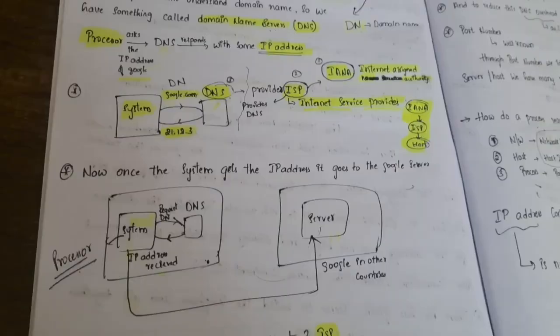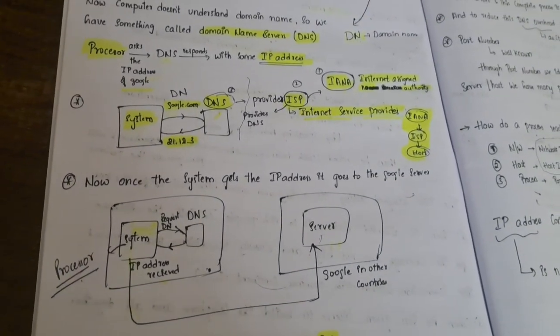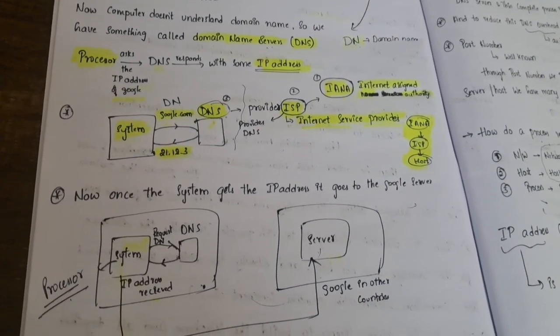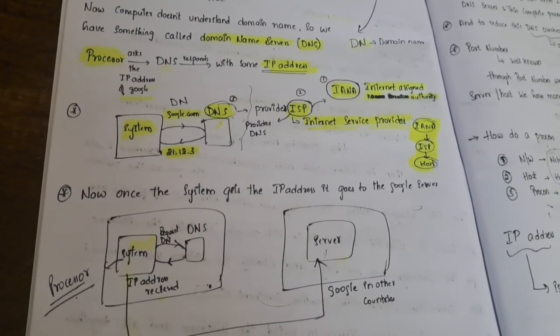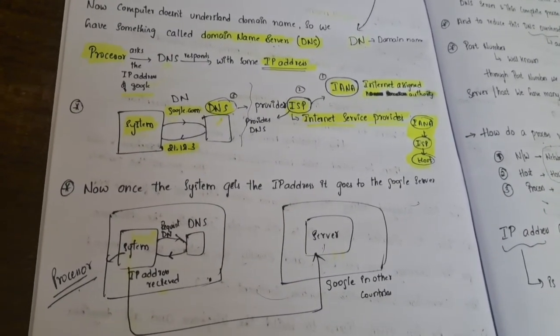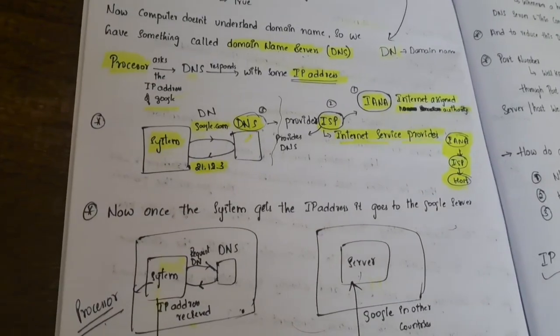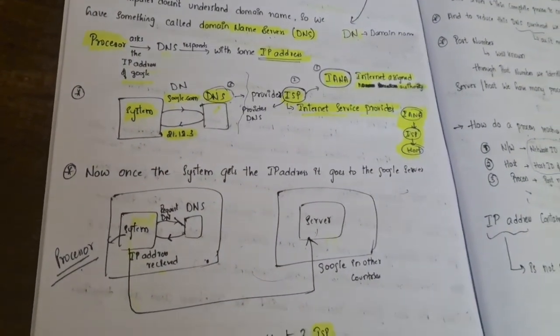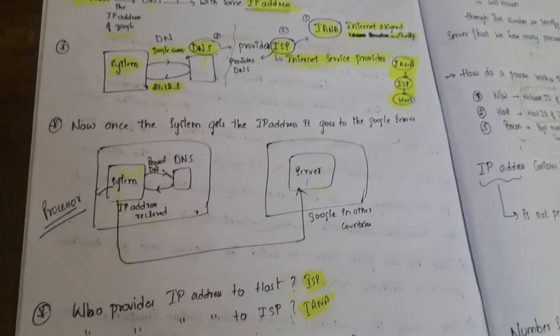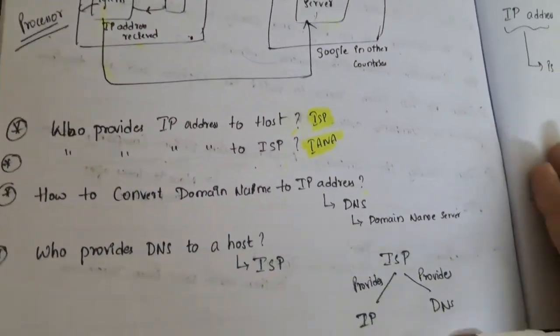I hope this flow is clear. To me, the IP address is given, so who is me? The ISP. So to me, the IP address is given by my senior, that is IANA. And I will be giving the IP address to the host. Now, who will tell me the domain name? DNS. My junior will tell me the domain name. So remember this flow.